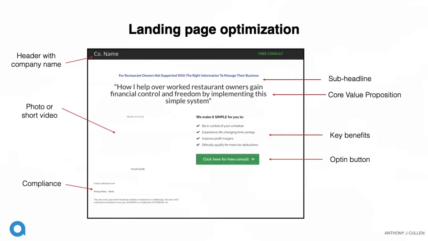And then by implementing this simple system, right, which is going to be proprietary, then we can break down a little bit more information here. We make it simple for you to be in control of your schedule, experience life-changing time savings, improve profit margins, ethically qualify for more tax deductions. Okay, so that's just an opportunity for you to add in more benefits, right?